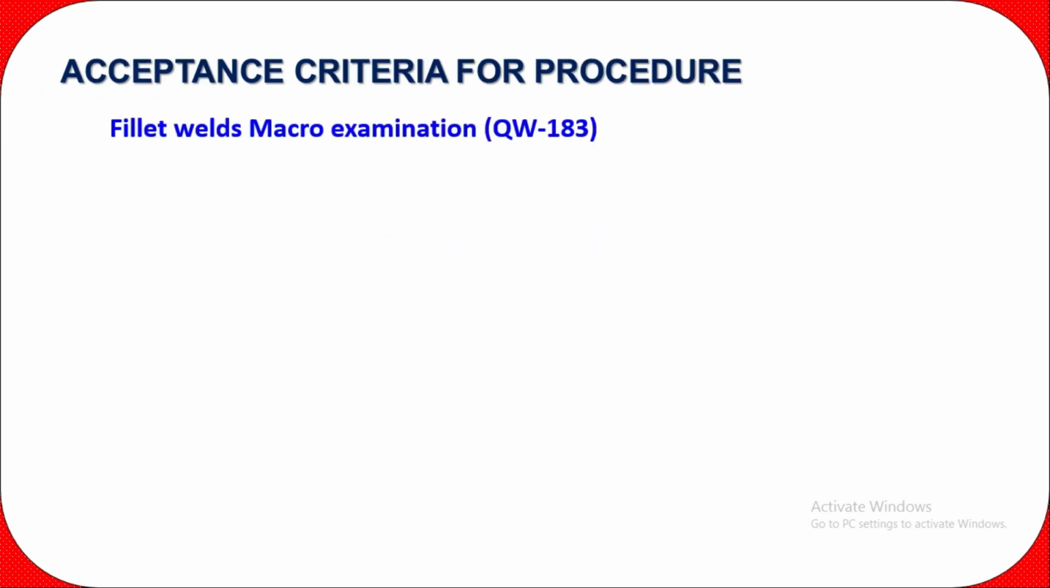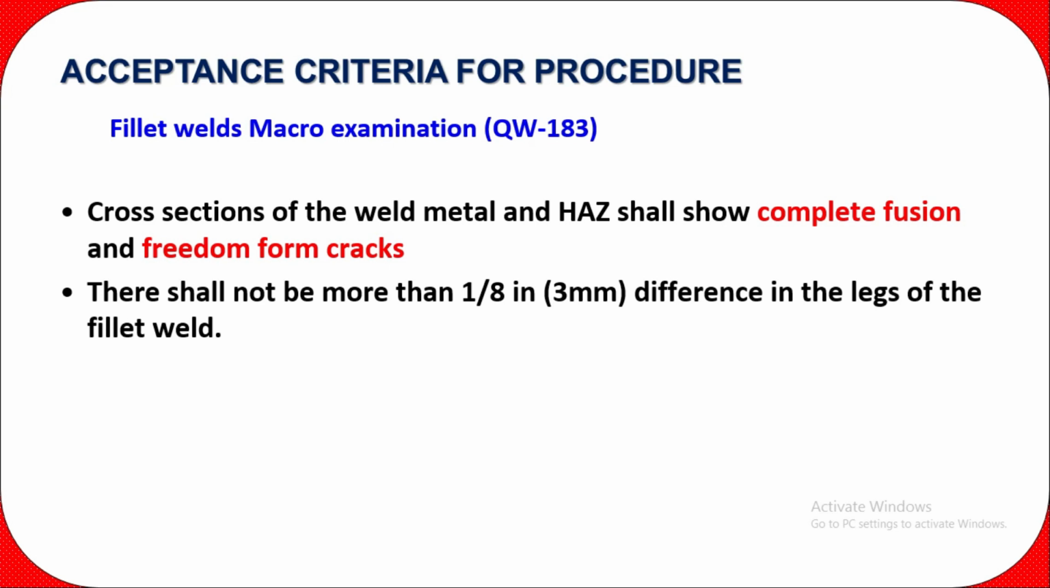Acceptance criteria for procedure: now fillet weld macro examination, that is for groove weld. Now it is the fillet weld. Cross section of the weld metal and HAZ shall show complete fusion and freedom from cracks. When you are doing the cross section for the fillet weld macro examination, in the HAZ area you have to check that there is complete fusion and freedom from cracks. There should not be any cracks.